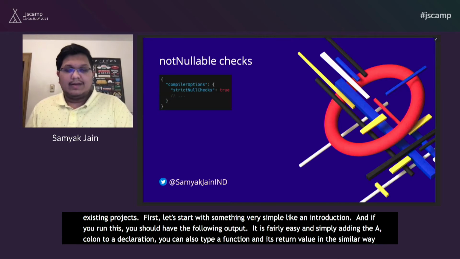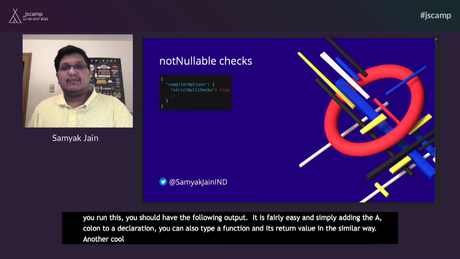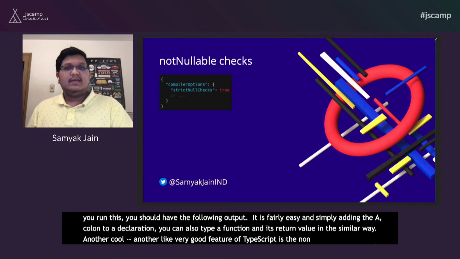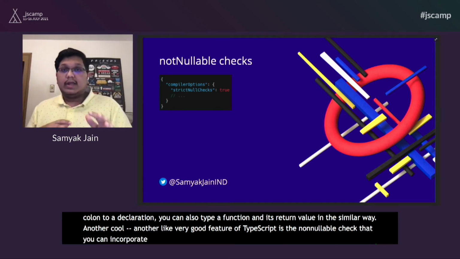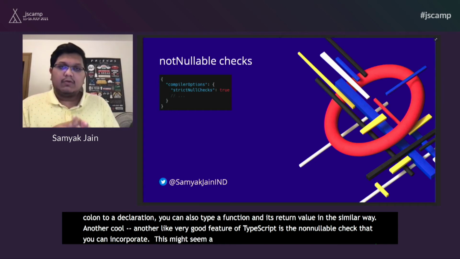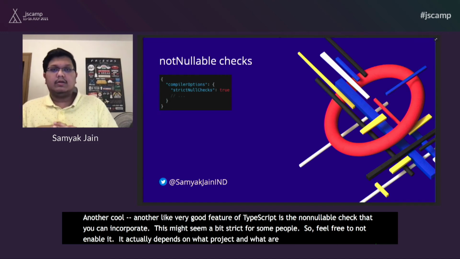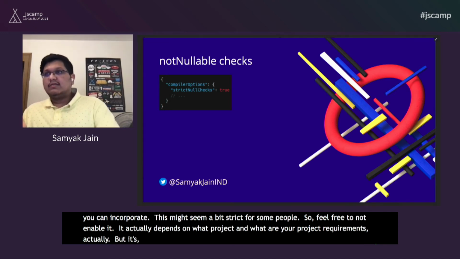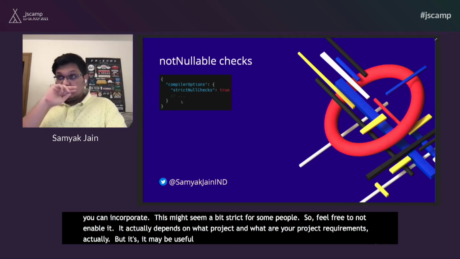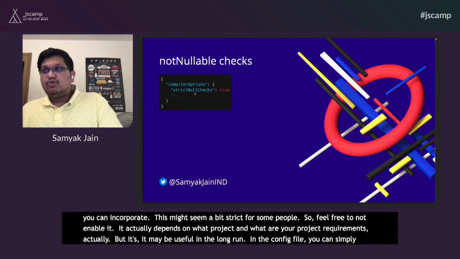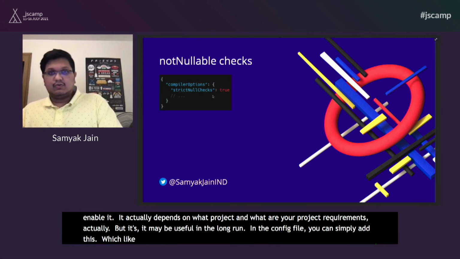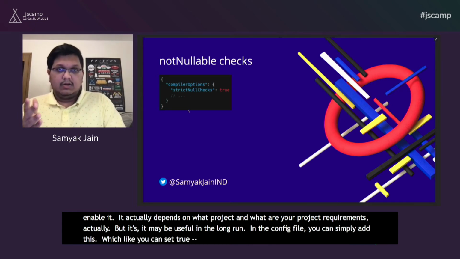Another very cool feature of TypeScript is the non-nullable check that you can incorporate. This might seem a bit strict for some people, so feel free to not enable it, but it depends on your project and what your project requirements actually are. But you might find it is pretty useful in the long run. In the config file, you can simply add this: you set strict null checks to true, and it will automatically enable the non-nullable check.